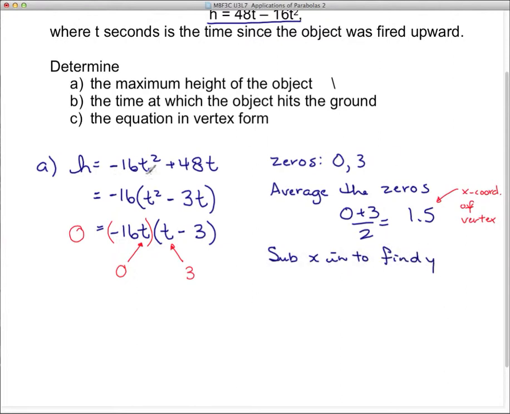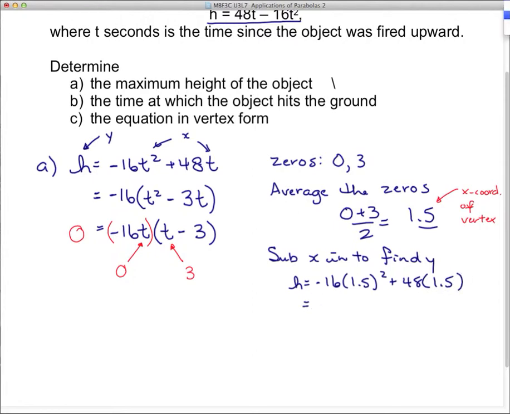Now remember, we don't have any x's and y's here, so we've got to remember which is our x's and which is our y's. Well, the y usually sits out here, so we're still going to call that the y, and the x is usually in here, so we're going to call that the x. So what we're doing is sticking 1.5 in for t in this case. So h equals negative 16 times 1.5 squared plus 48 times 1.5.